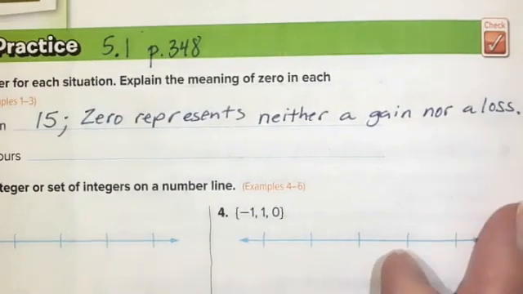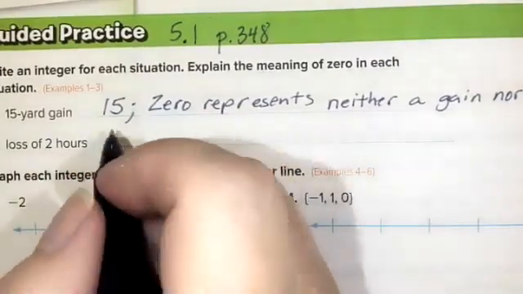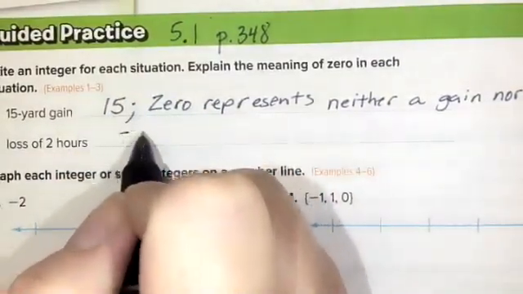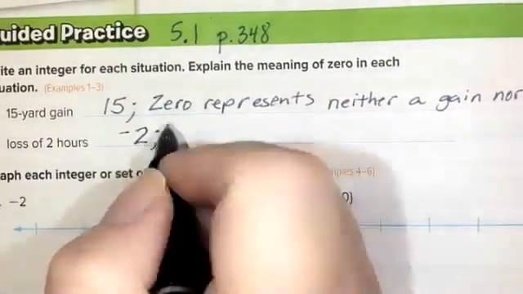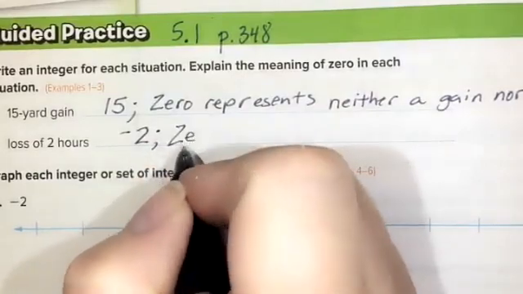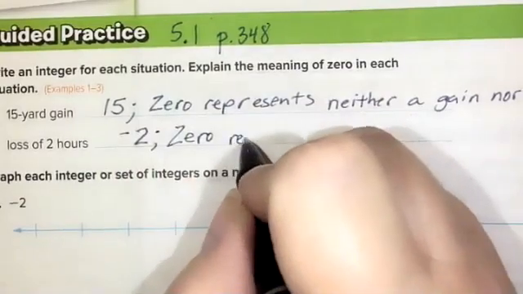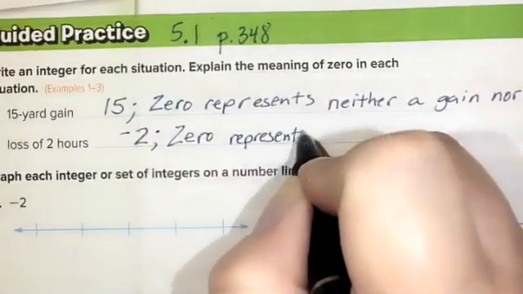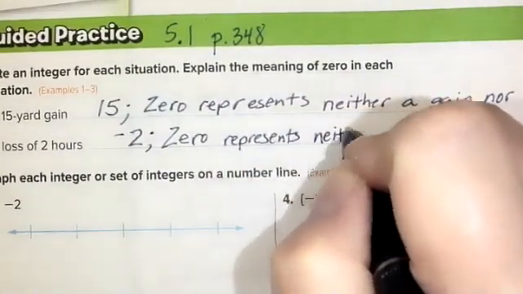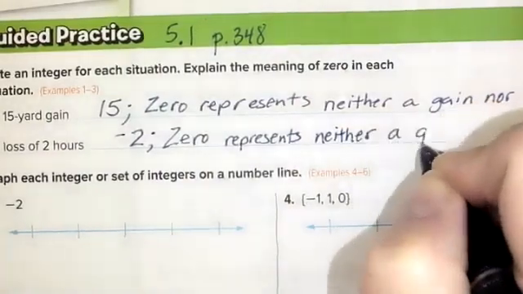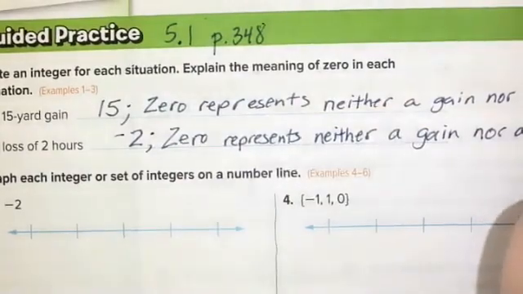All right, number 2 says loss of 2 hours. So if we're losing 2 hours, maybe because we're driving and there was a traffic jam, or we were waiting for somebody, that would be -2 because we lost 2 hours. And 0 would represent neither a gain nor a loss of time. The same answer as number 1. Neither a gain nor a loss. In this case, it's of time.